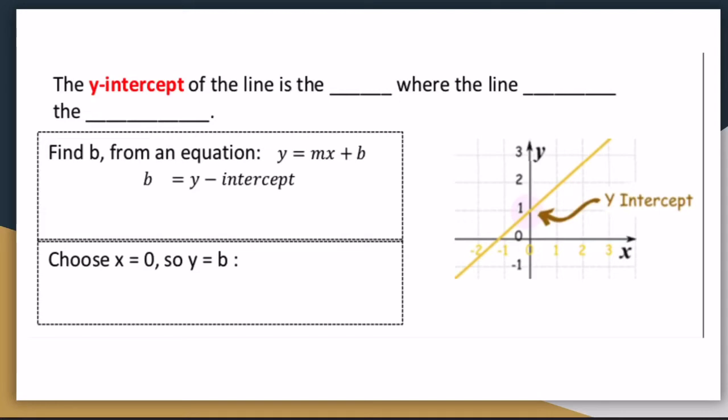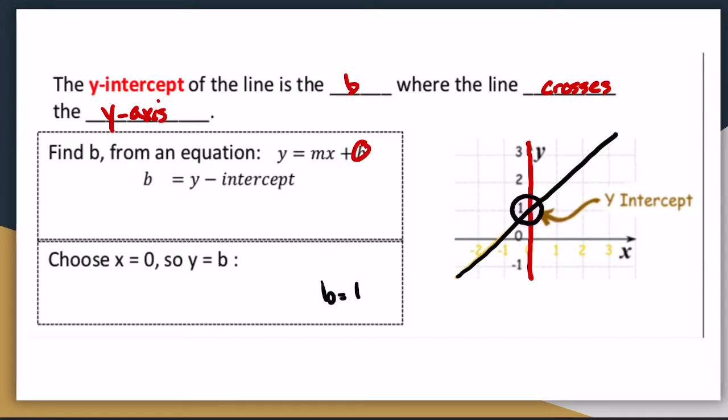And the y-intercepts, we're going to briefly go over this. Y-intercept is the B, so the B right there, where the line crosses the y-axis. So we know the y-axis is this vertical one right here. And wherever the line crosses, so here's my line right here, this red line, well, where does it cross? Right there at 1. So my B is 1 or 0, comma 1.